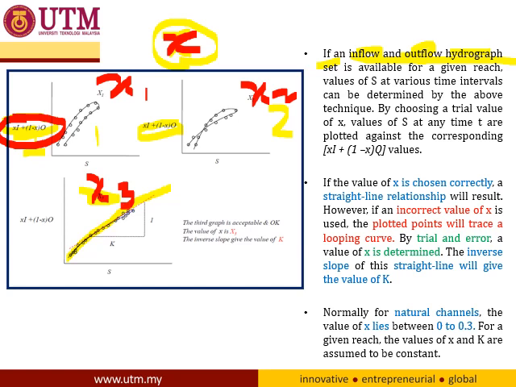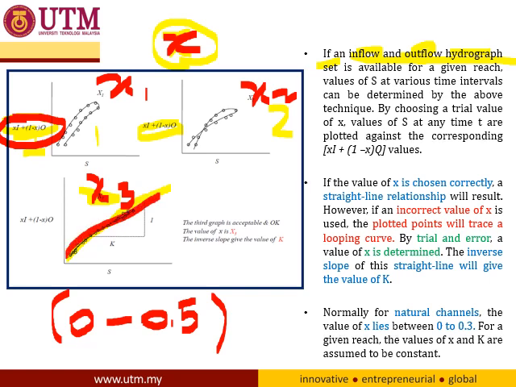But we must understand X should be in the range of 0 to 0.5, because it's a weightage. It's a fraction or weightage between inflow and outflow. So if the value of X is chosen correctly, a straight line relationship will be developed. Once a straight line is developed using a certain value of X, then we can say this X is correct. So we found the X value for this reach, for this condition.